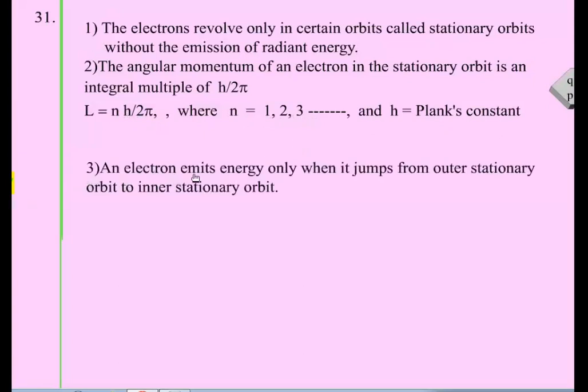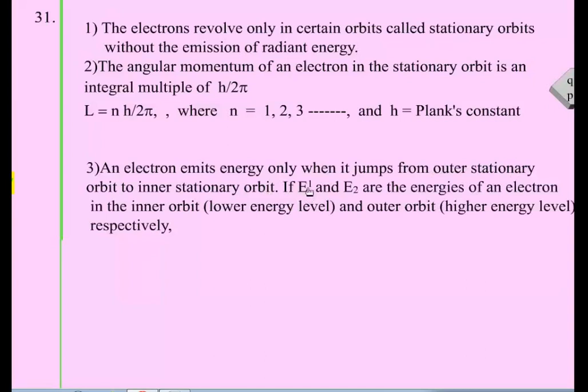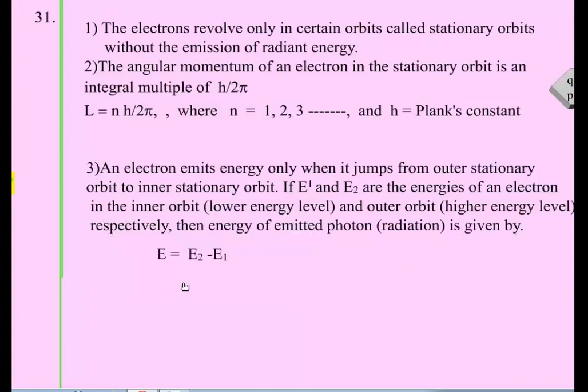Third one: an electron emits energy only when it jumps from an outer stationary orbit to an inner stationary orbit. If E1 and E2 are the energies of an electron in the inner orbit and outer orbit respectively, then the energy of the emitted photon is given by E is equal to E2 minus E1, but E is equal to h nu, therefore h nu is equal to E2 minus E1. These are the 3 postulates.